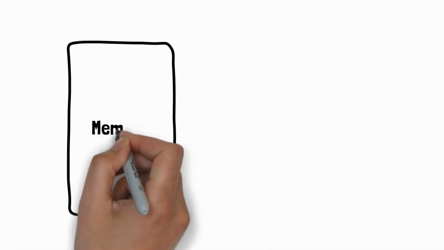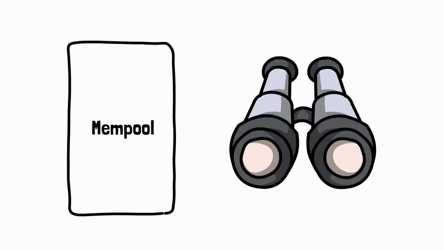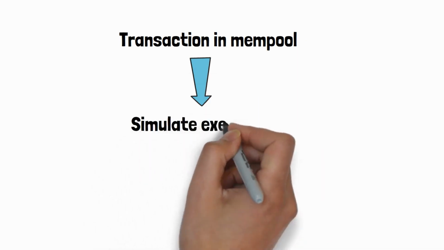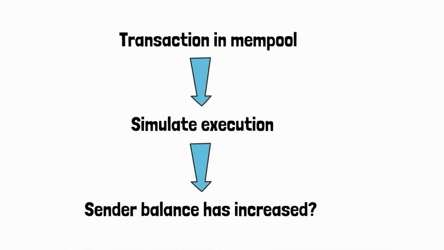The first step is to monitor the mempool for any transactions that are profitable. It's possible to simulate the result of a transaction before it's mined. If the sending address has more money after the transaction, it means it's a profitable transaction. It could be an arbitrage, a liquidation, or something else. You don't even need to understand the transaction.